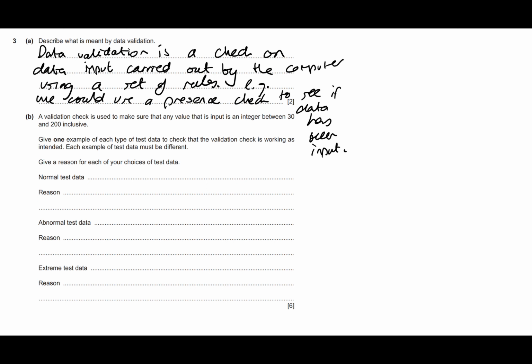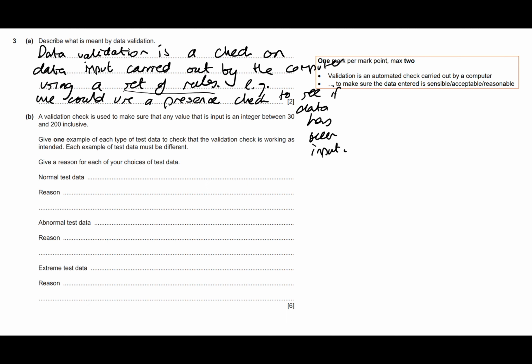Let's have a look at the mark scheme for that. So validation is an automated check carried out by the computer. Yeah, so I've said that it is a check on the data carried out by the computer using a set of rules, and to make sure data entered is sensible, acceptable, reasonable. So I think the fact I've mentioned set of rules here, that's an interpretation of sensible, acceptable, reasonable, but also my example would secure the second mark if the person marking it was unsure. But I think I'm pretty happy with that. That should get 2 marks quite nicely.